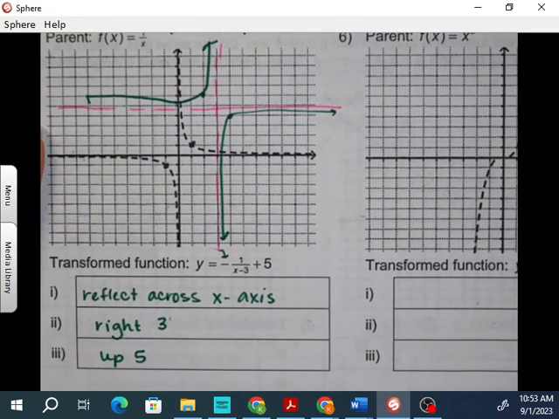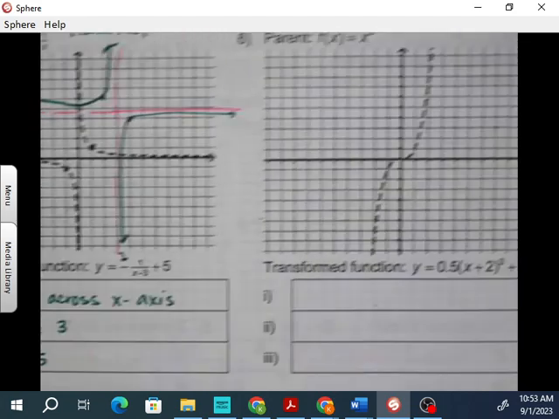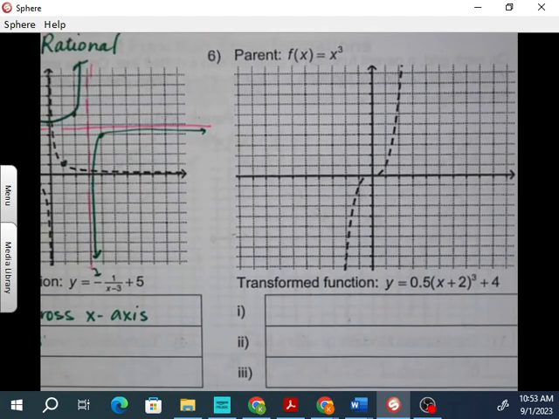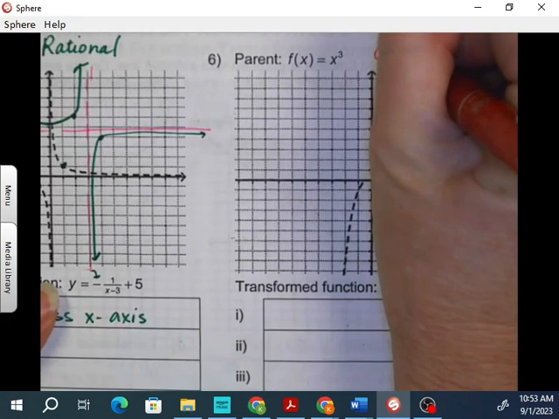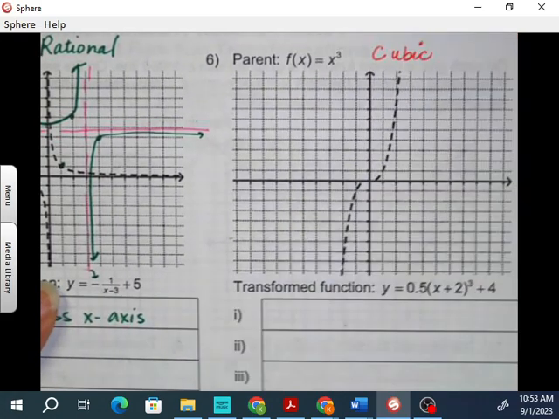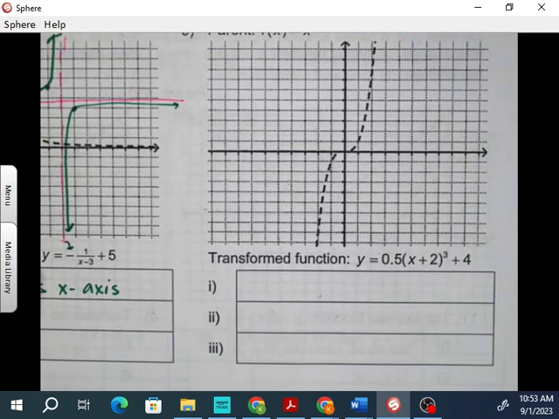Number 6. Do y'all remember? Y'all know what this one's called, right? Cubic. All right, take a second and see how you do graphing the cubic one.